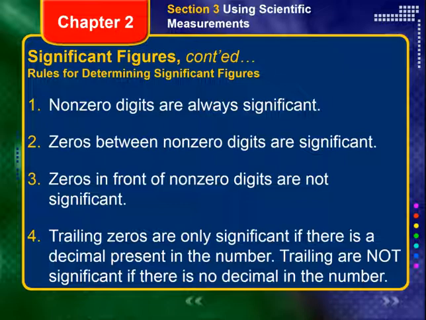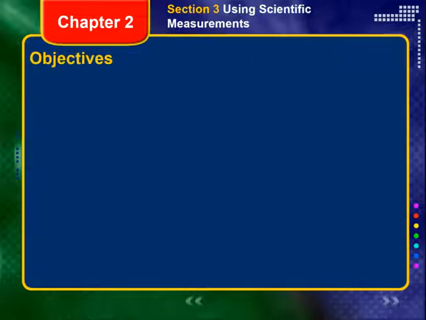Trailing zeros. Rule 3 talked about zeros to the left. Now we're going to talk about zeros all the way to the right, the trailing zeros at the end of the number. This is the one that really confuses people. Trailing zeros are only significant if there is a decimal present in the number. It doesn't matter where it is. Some books like to point out where it is, but the way I'm wording these rules, you don't have to worry about where the decimal is. If there is a decimal somewhere in the number, a trailing zero is considered significant. Trailing zeros are not significant if there is no decimal in the number. So please become familiar with these rules.